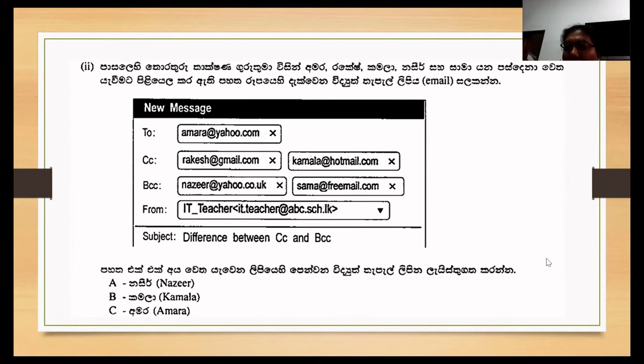What about Ruani? Ruani, can you unmute your mic? Yes, miss. Can you tell me, when Amara got this message, who are the persons? No need to worry about the mails. Who are the persons he can see? Amara can see Rakesh. Yes. Kamala. Yes. Nazir. Sorry? Nazir, the email address is under BCC, blind carbon copy.